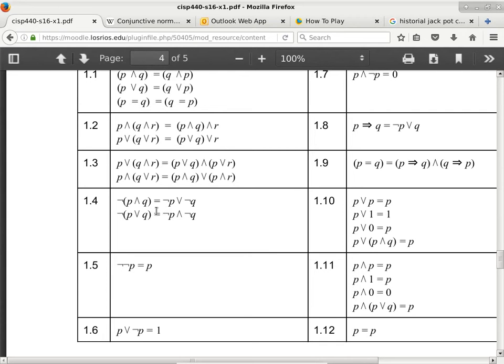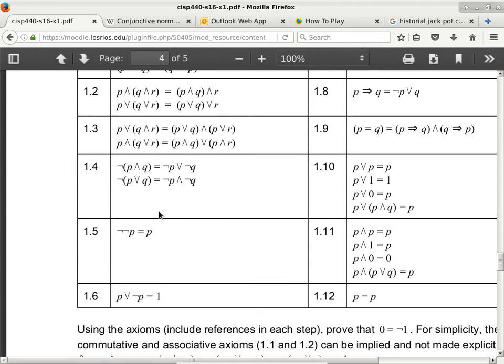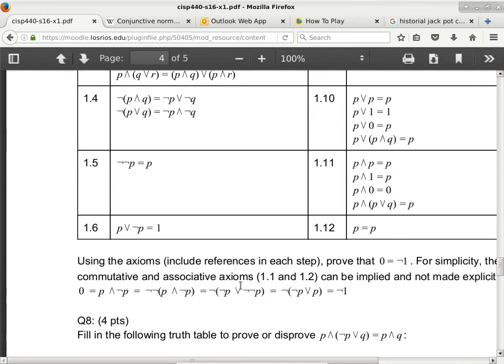1.4. Yep. So there are two versions of that, but one works on the conjunction inside the negation, and one works on the disjunction inside the negation. So that's De Morgan's law. After you apply De Morgan's law, you apply the double negation again on this particular double negation. So you end up with just P.